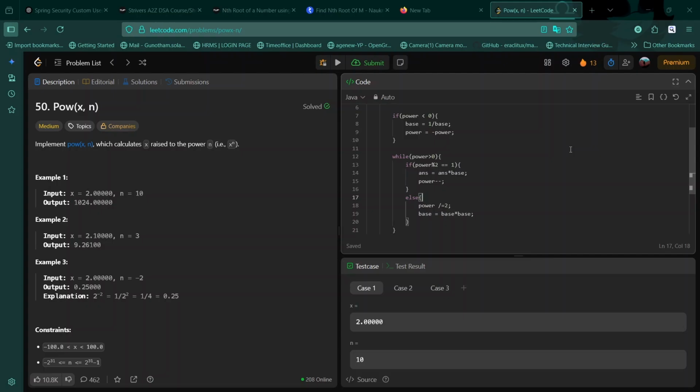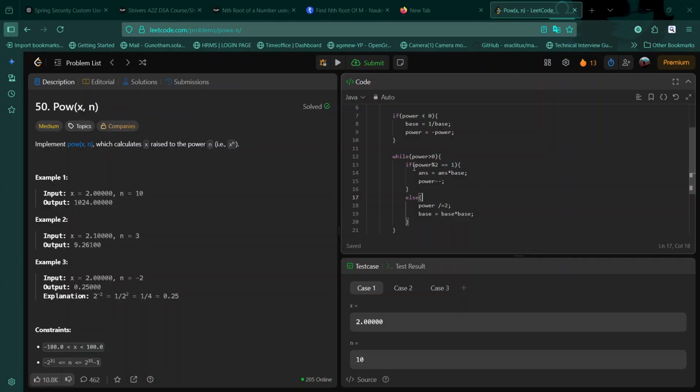Now we are decreasing our calculation in a similar way. If the power is an odd number, we multiply 4 into 4 and add it into the answer. Then 4 to the power of 4, 4 square is 16, and then 16 square. So in this way we can implement finding the power of a number with the given exponential value.